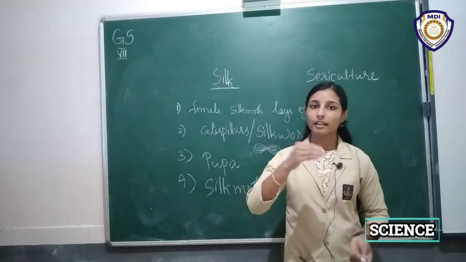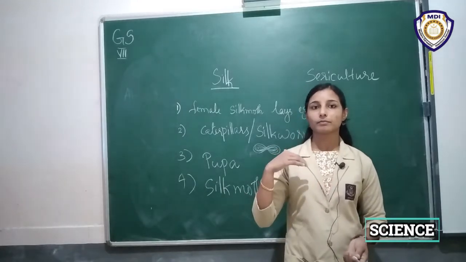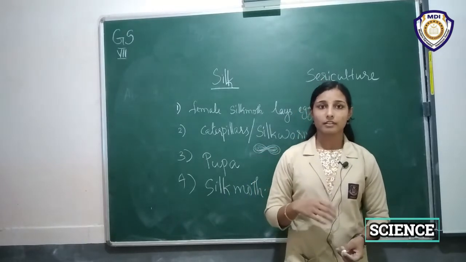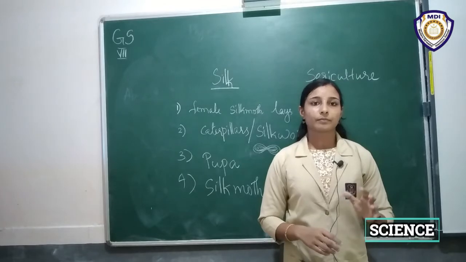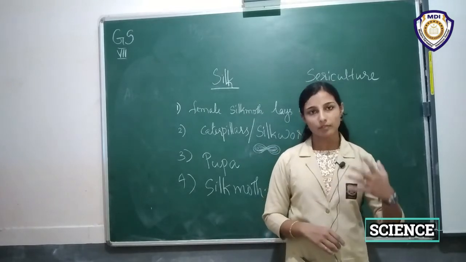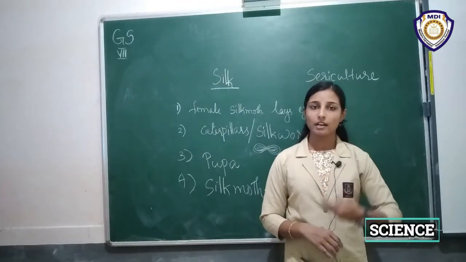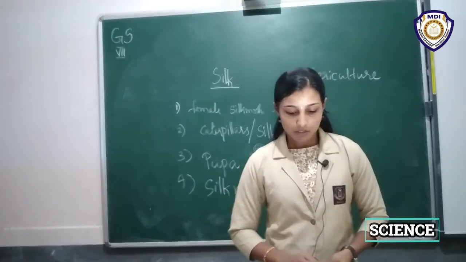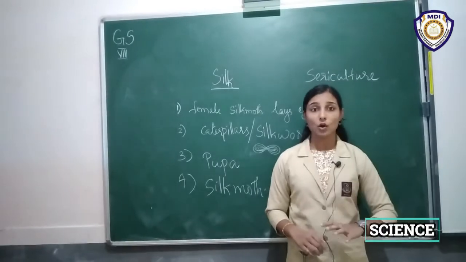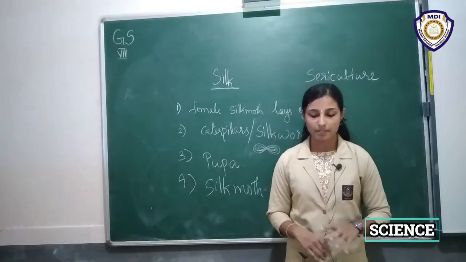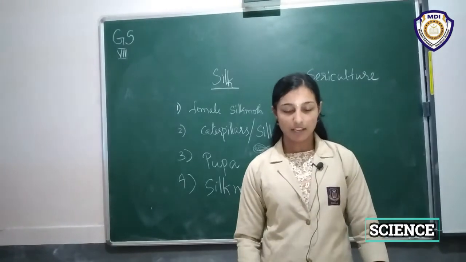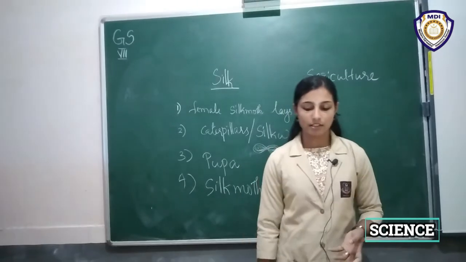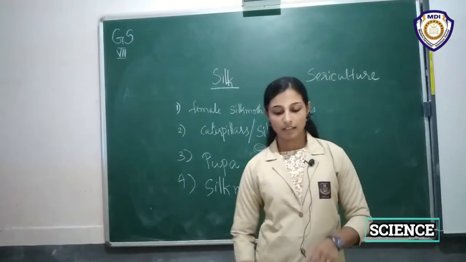And inside that cocoon, pupa development happens, right? Inside that cocoon there will be a pupa. What will the pupa change into? It will change into a silk moth. So that is the rearing of silkworms. And after this, what do we have to do? Processing of silk. What are the stages involved in this processing?